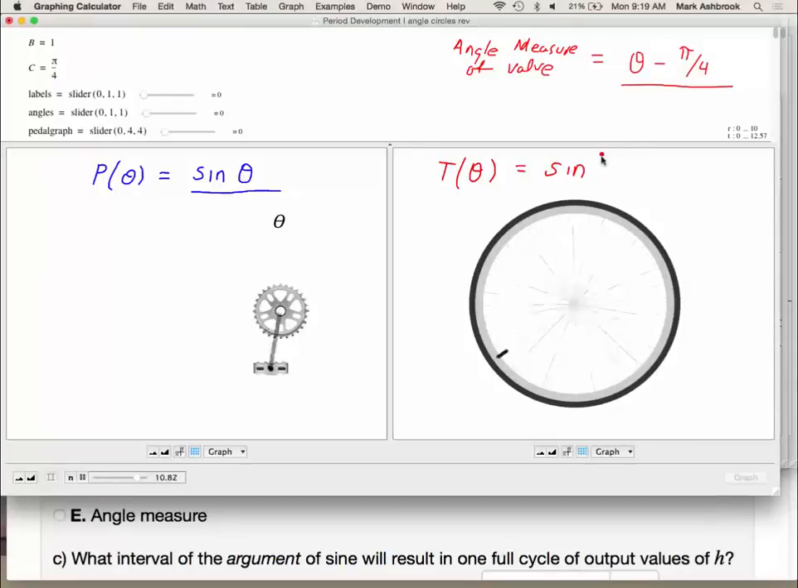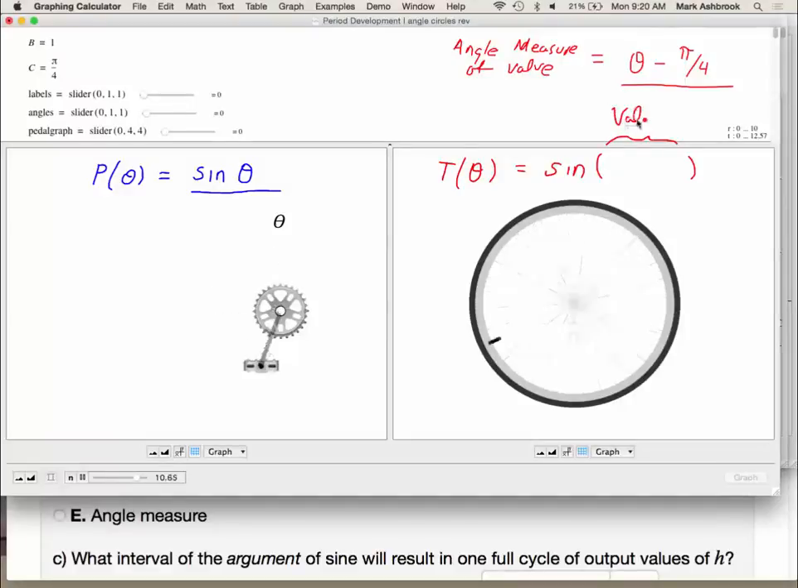Here's the deal. If we want the function t to output the vertical position of the tire valve, then what angle needs to go into sine? The angle of the pedal or the angle of the tire valve? If we want the function t to output the vertical position of the valve, then what needs to go into sine? The valve angle or the pedal angle?